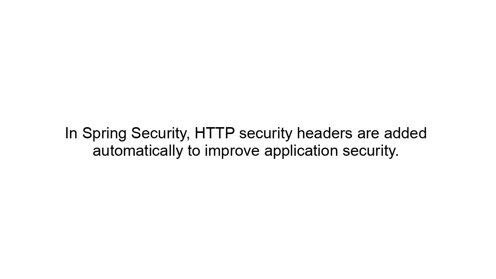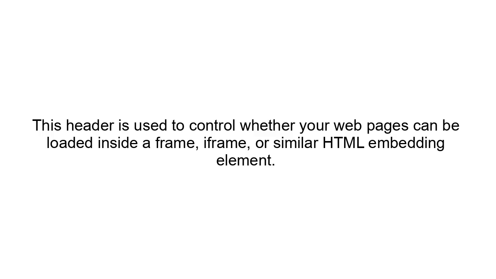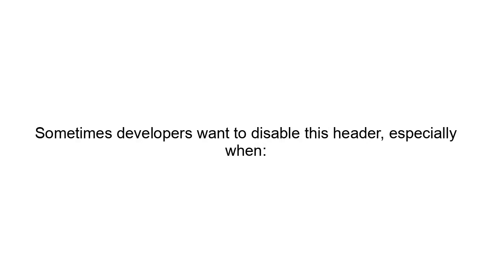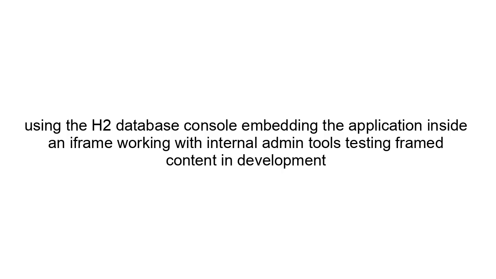Introduction. In Spring Security, HTTP security headers are added automatically to improve application security. One of these headers is X-Frame-Options. This header is used to control whether your web pages can be loaded inside a frame, iframe, or similar HTML embedding element. Sometimes developers want to disable this header, especially when using the H2 database console, embedding the application inside an iframe, working with internal admin tools, or testing framed content in development.